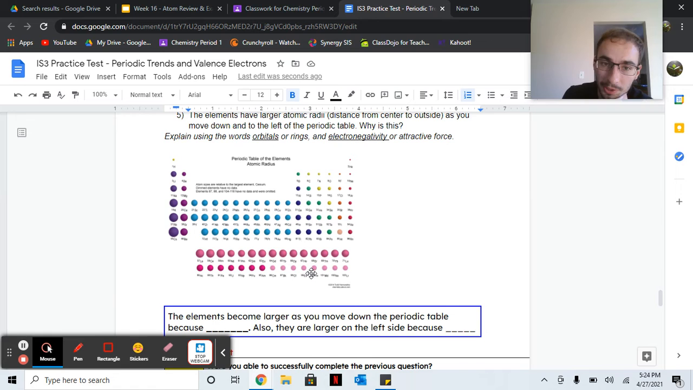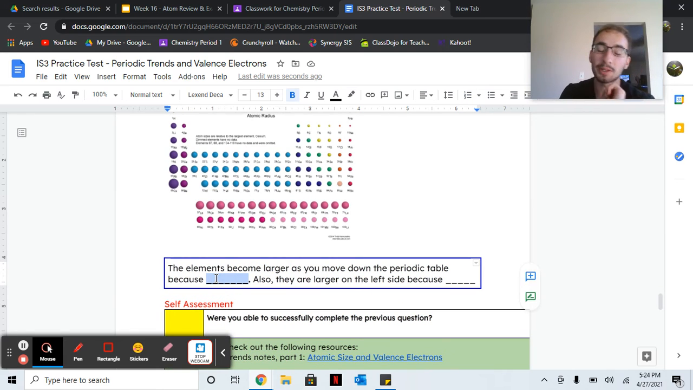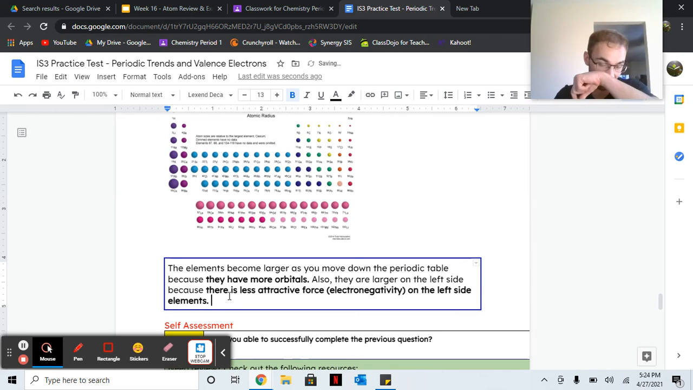This next one is review from our notes. So it's asking, why do atoms get bigger as you go down and to the left? So the reason why they get bigger as you go down is they have more orbitals the further down you go. Also, they're larger on the left side because there is less attractive force or electronegativity on the left side.